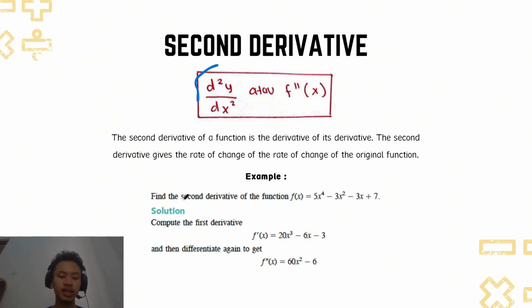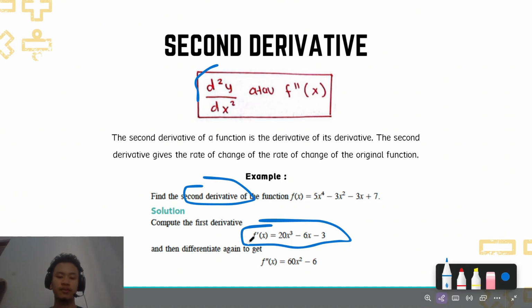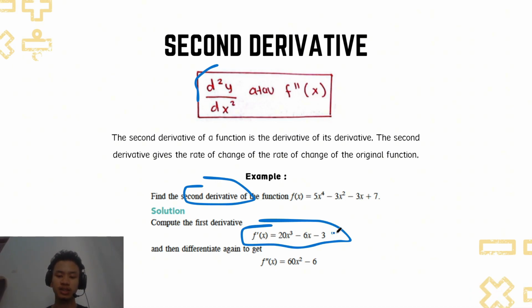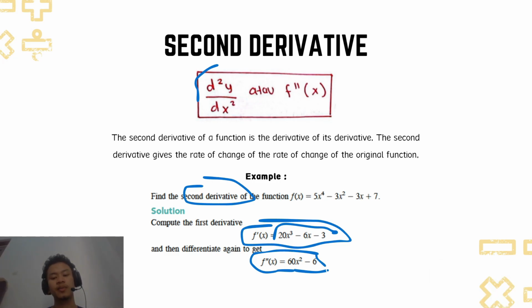Okay, for the solution, we find the first derivative, then the result is this. Since the question is the second derivative, we must find the derivative of this function. Then we get the second derivative, which is 60x to the power of 2 minus 6.